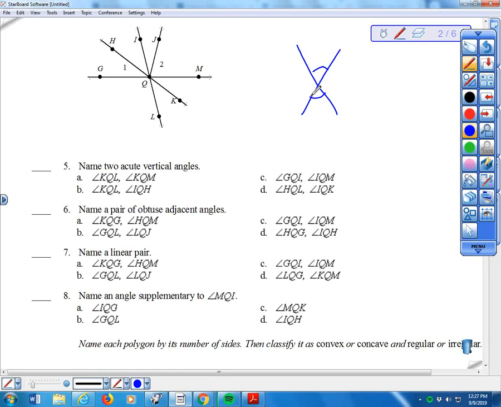So I'm going to go to my choices and just look through each one of them. KQL, well, that is acute. KQM, those are both acute. Those are the 2 angles that this letter A represents. But they are not vertical. They're adjacent. So that's not going to work. KQL, still acute. IQH. So it's this angle, and IQH is this angle, and that sure looks like the intersection of 2 straight lines, and those angles are acute and vertical.